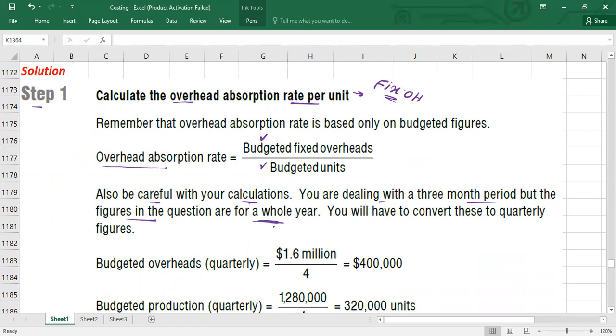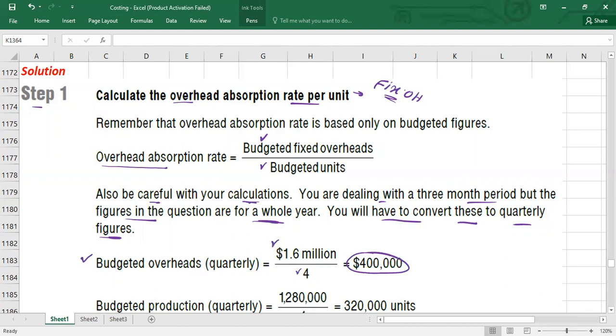Yearly data is given. That is why first we have to convert those annual amounts to quarterly figures. We have to adjust first. If you remember, the budgeted fixed overhead cost is given in the question as 1.6 million. To convert it to a quarter, we have 4 quarters in a year, so you divide by 4 and get the quarterly fixed cost, which is 400,000. We need this because we are dealing with quarterly data.